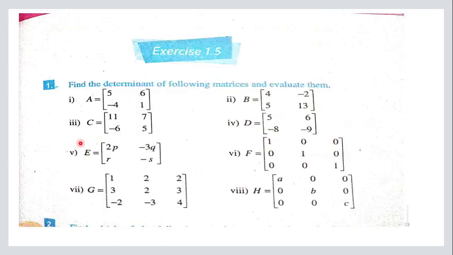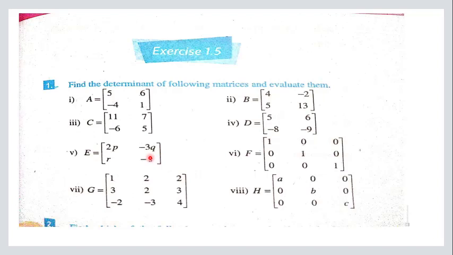Now coming to exercise 1.5, question number 1, we need to find the determinant of the following matrices. Now I'm going to solve part 2, 3 and 7 for you. Alright, the remaining parts are just similar, so you need to solve them yourselves. Now question number 1, 2, 3, 4 and 5. Now these 5 matrices are of the order 2 by 2. There are 2 rows and 2 columns.